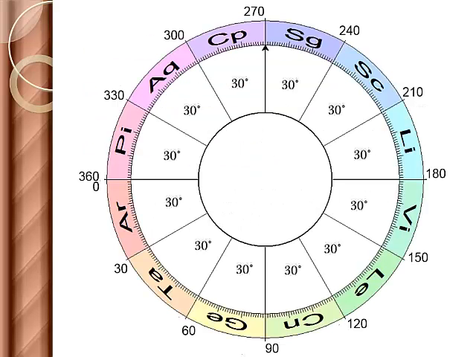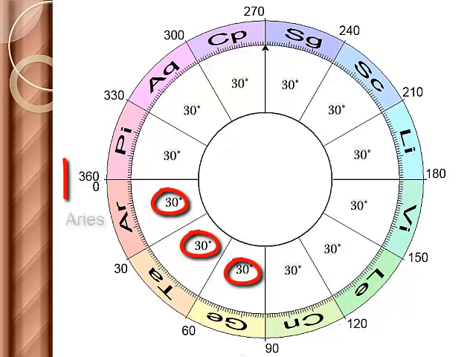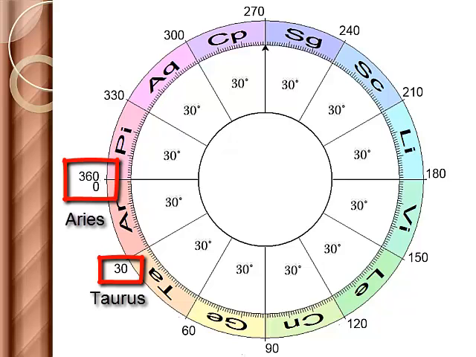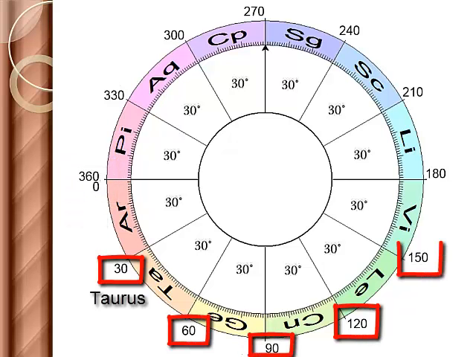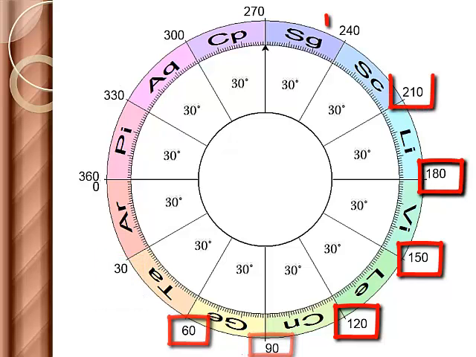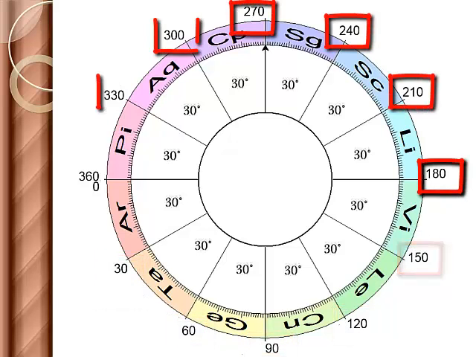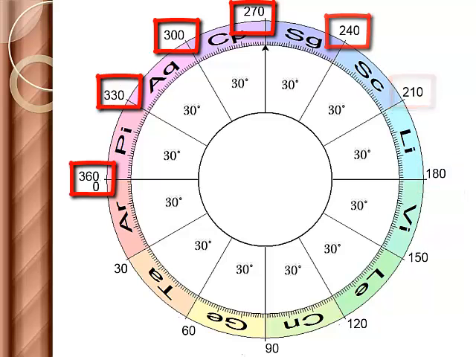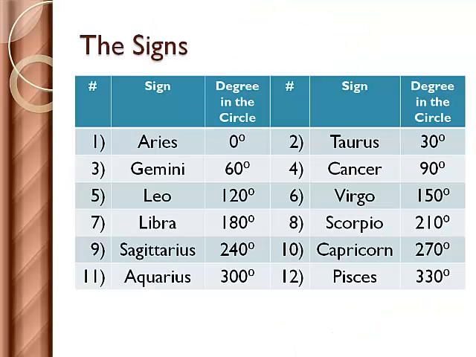So here is a picture of the zodiac starting with Aries, and you can see each sign is 30 degrees. And if you start with Aries at 0, then you go to 30 at the beginning of Taurus, 60 the beginning of Gemini, 90 the beginning of Cancer, all the way around until you reach a full 360 degrees. Here's the same information, just done as a chart.